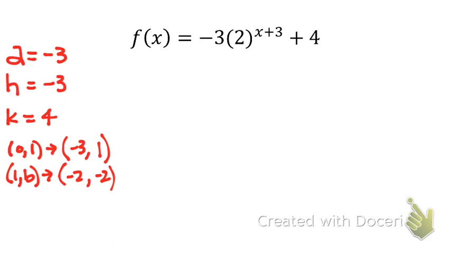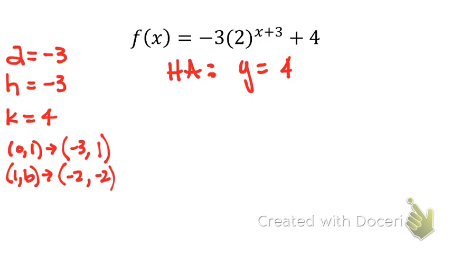k being 4 tells us that the horizontal asymptote will be y equals 4, because it's always y equals k. And then when we use our formulas that you wrote down on the previous screen for the reference points, (0, 1) should become (negative 3, 1), and (1, b) should become (negative 2, negative 2).